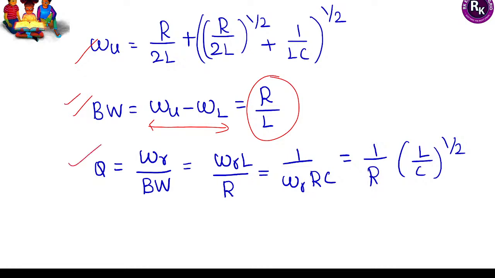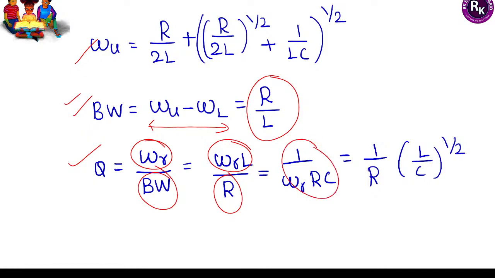Quality factor can also be defined as resonant frequency divided by bandwidth, or inductive reactance divided by resistor. We have seen capacitive reactance divided by resistor. It can also be, if you replace resonant frequency omega r equal to 1 by root LC, then you will get this formula. This is an alternative way to calculate the quality factor. Do remember all the formulas. They are very, very important.